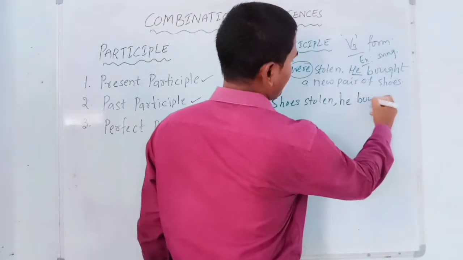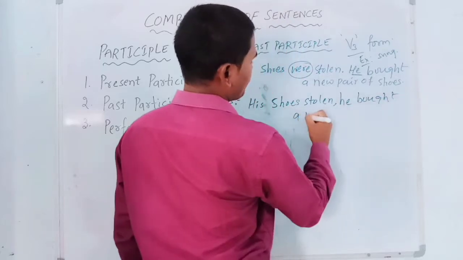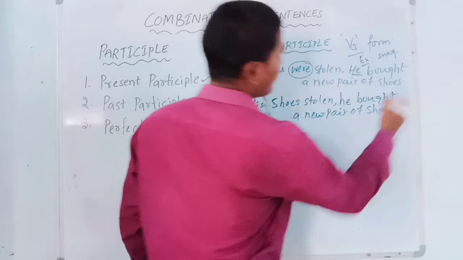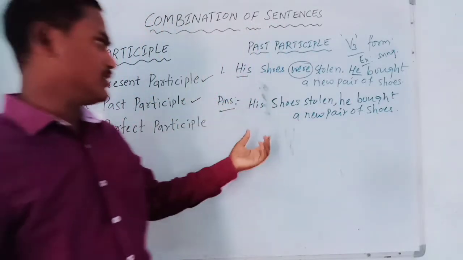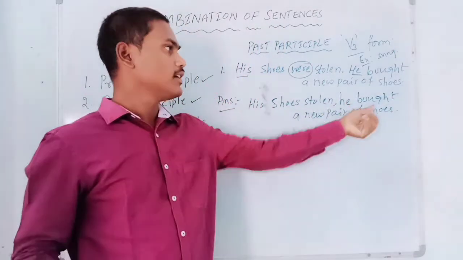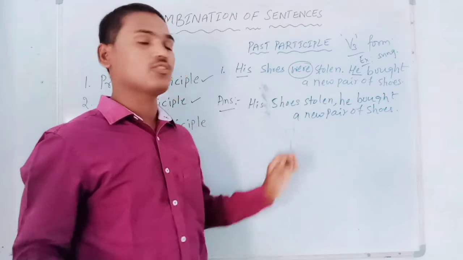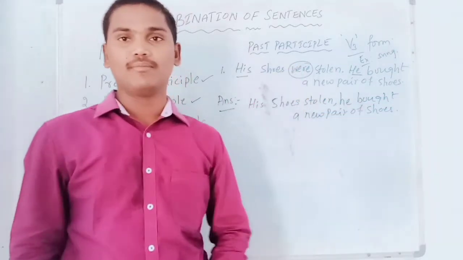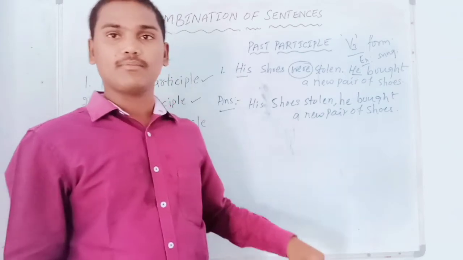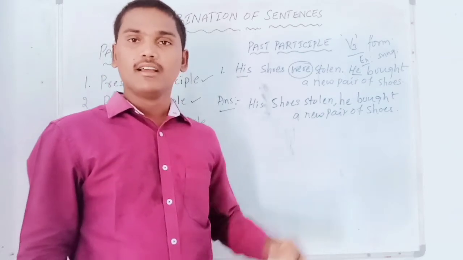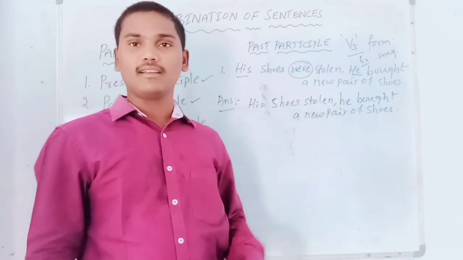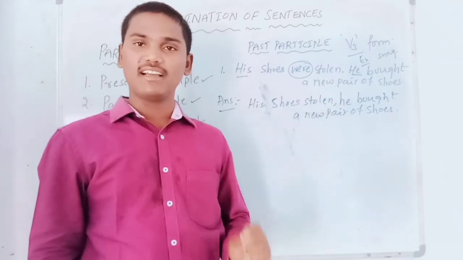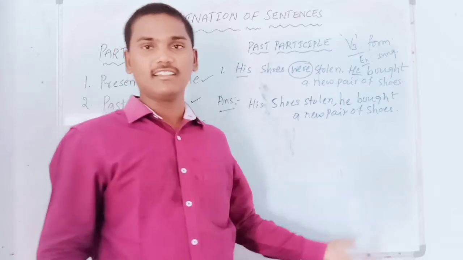So, he bought a new pair of shoes. So this is the answer for that question: His shoes stolen, he bought a new pair of shoes. What we did in the answer is simply remove the helping verb that we had in the problem. Because if you put the helping verb again in the answer, it will not be a V3 verb form, that is, a past participle. That is why we need to remove that helping verb in the answer.